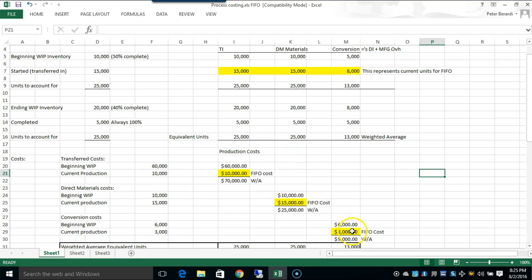Notice I've highlighted in yellow the FIFO costs. When we compute FIFO costs per equivalent unit, we are concerned with just current production, as we are with current production in equivalent units. We're only concerned with current production dollars. Do not, for FIFO purposes, use the total numbers with current. You'll get the wrong answer. So it's current to current, and for weighted average, it's weighted average to total costs.